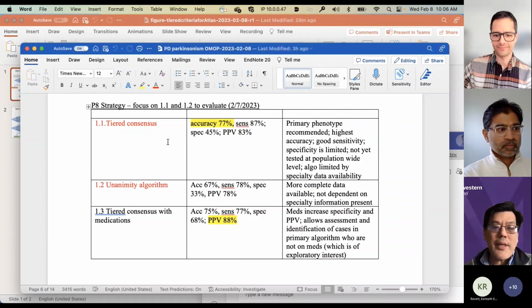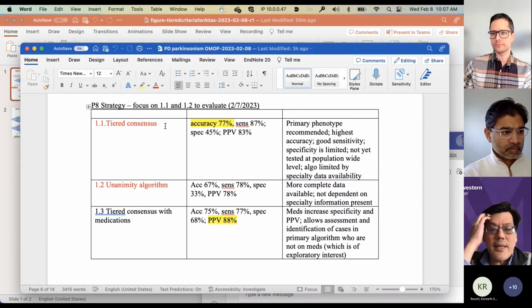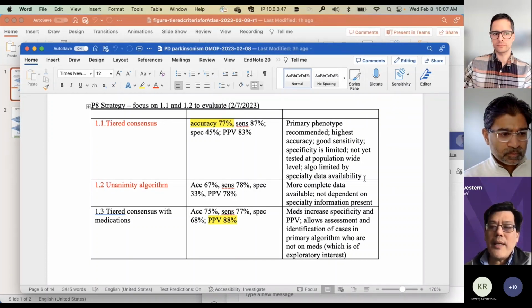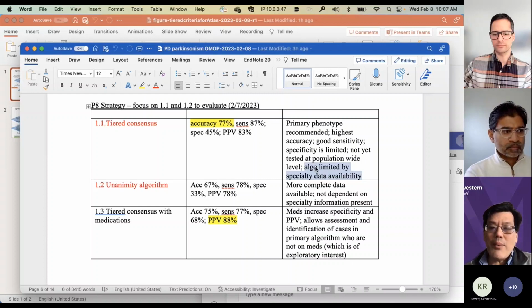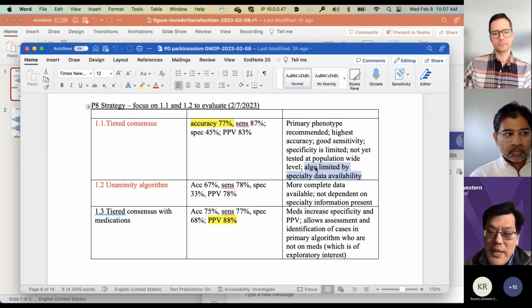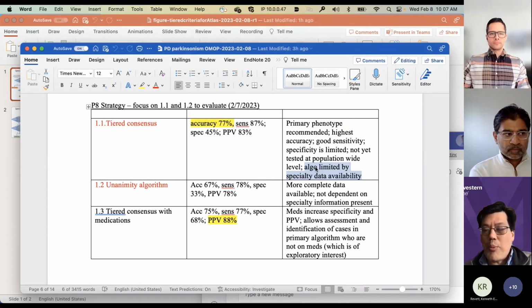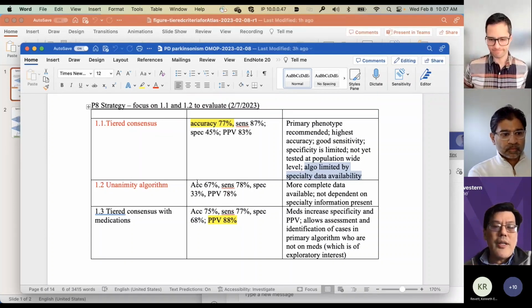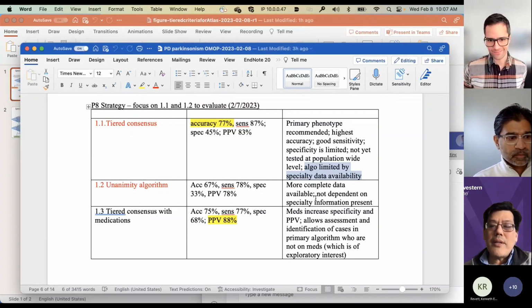The challenge is that the top accuracy combination of PPVs and sensitivity, specificity, the highest one was what they called the tiered consensus algorithm, which is recommended but is limited by needing specialty information. But I think it would be the opportunity to run this at a network level and just quantify how variable it is and what the limitations of the OMOP model are for capturing specialty and how important that is. There is an alternate model called the Unanimity Algorithm, also in the same paper, with a slightly lower accuracy, and this is not dependent on specialty information being present.